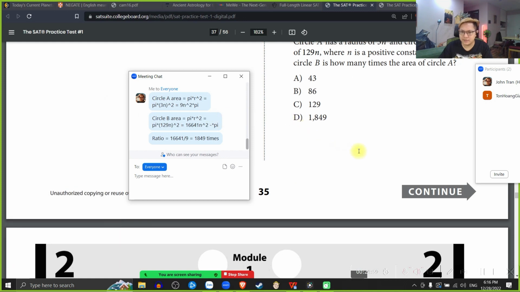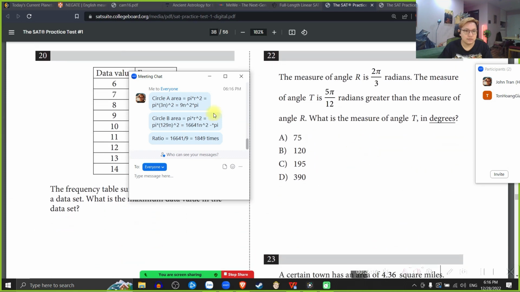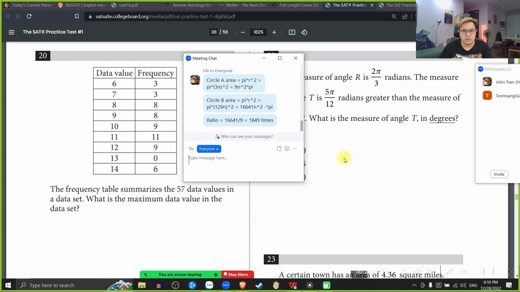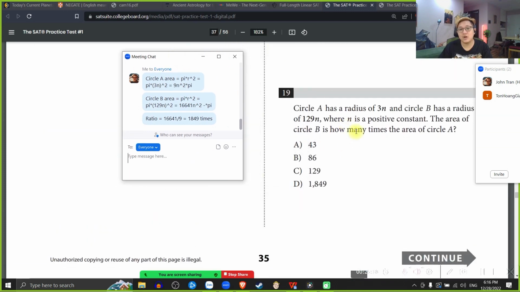I'm surprised that you don't know how to do this one. It's not that hard. You calculated the two areas, but you didn't know what to do next. They ask you the area of circle B is how many times the area of circle A. When asked how many times different, just take the bigger one and divide by the smaller one, and you will see.